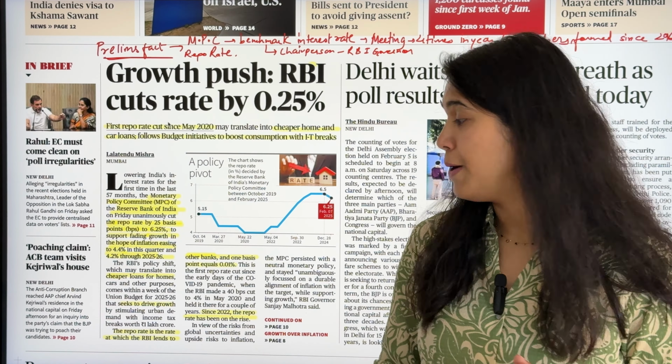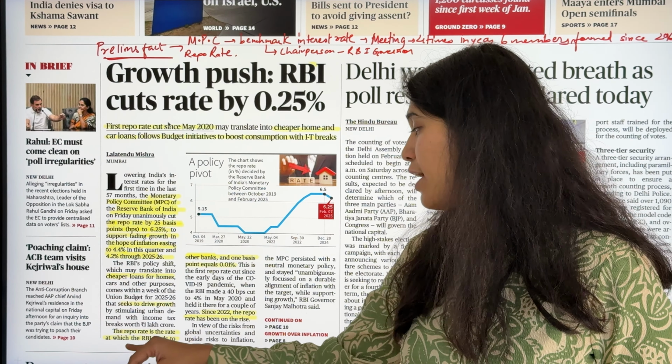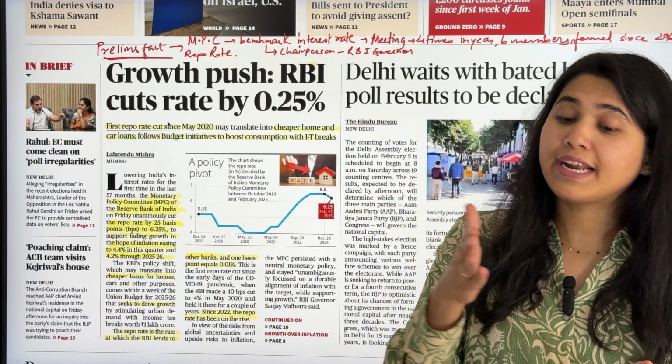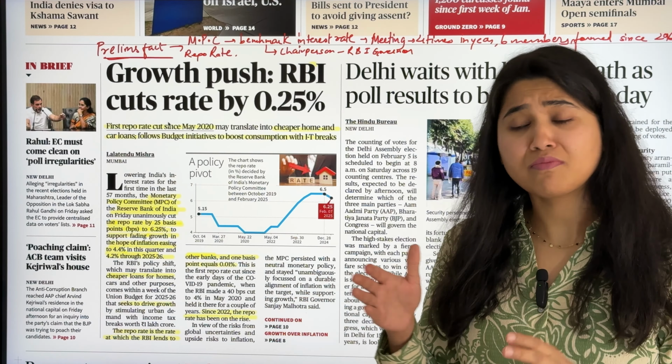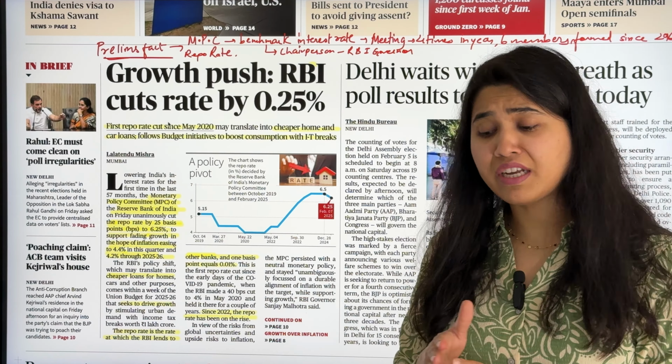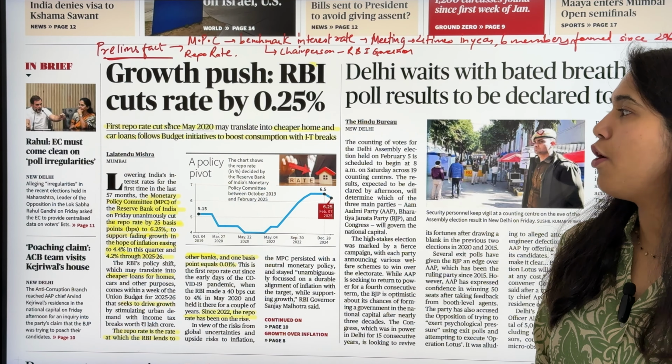So what is repo rate? The repo rate is the rate at which the RBI lends to other banks, and 1 basis point is equal to 0.01%. So the banks will also lend to consumers like us at a lesser interest cost. Okay, and that's why there are more chances of us taking loans and buying things. So that is how it will promote people buying things and consumption in the economy.